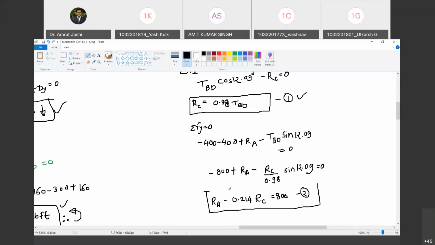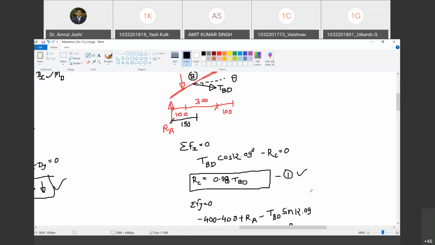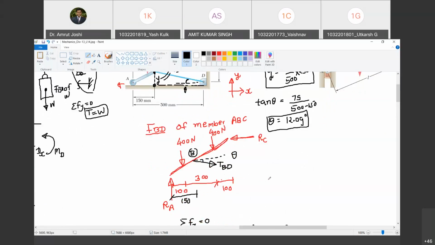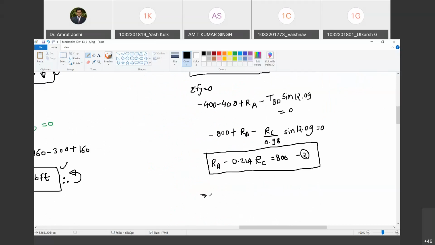So we used the first equation already and we got one equation in terms of RA and RC. Now the moment one. The second equation should also be in terms of RA and RC and it should not involve TBD. So what should I do? I will take moment about B. If I take moment about B, the moment of TBD is going to vanish.